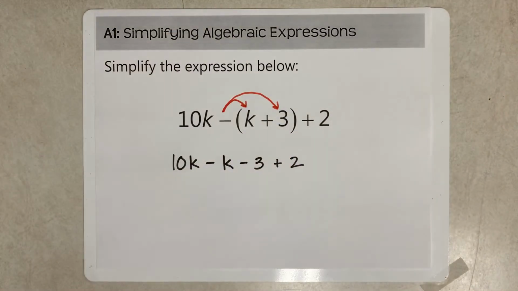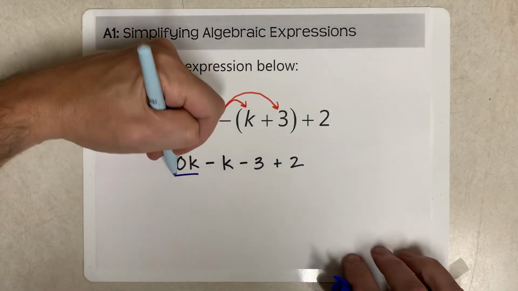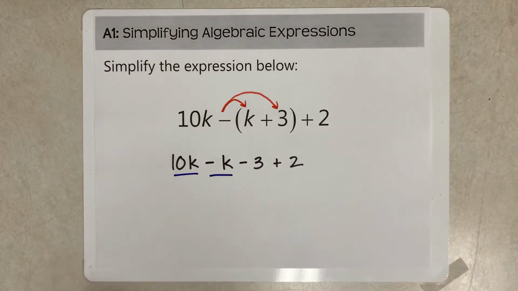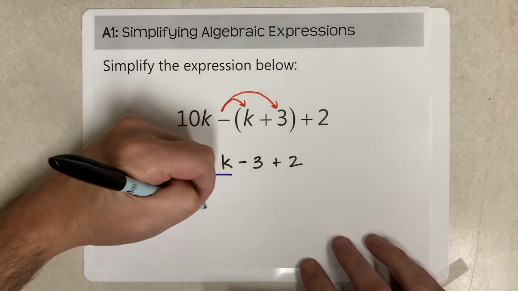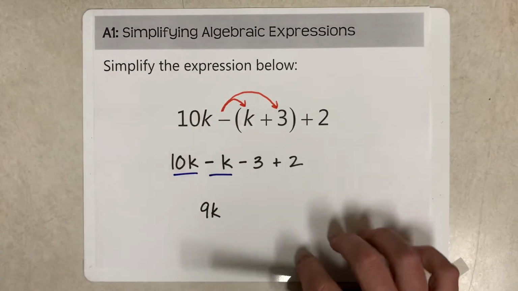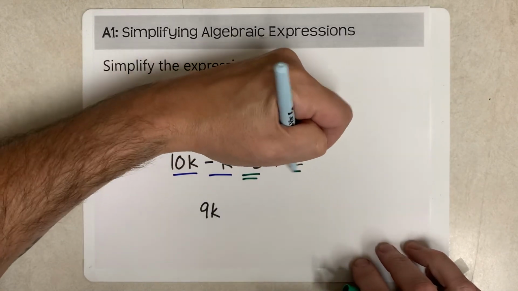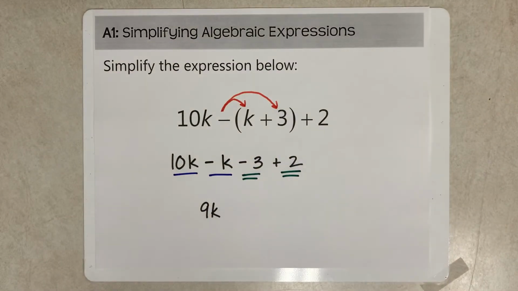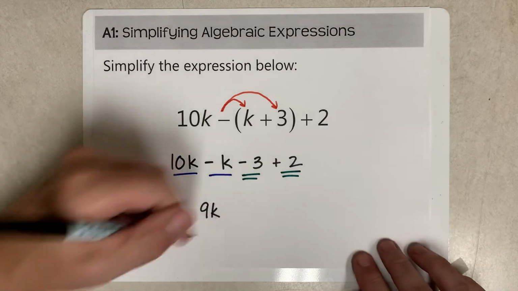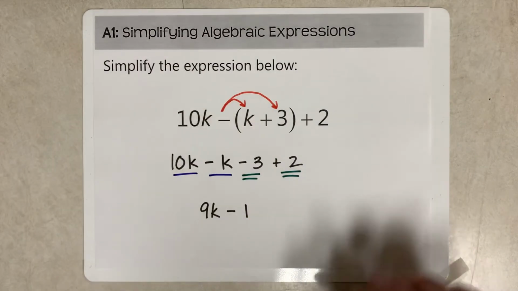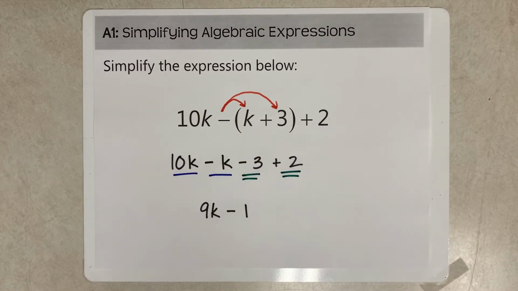Okay, so now we're going to go ahead and combine like terms. I've got a 10k and a negative 1k, and that's going to make 9k. Then I have a negative 3 and a positive 2. If I combine those together, I'm going to get a negative or a minus 1. And that should be it for that one.